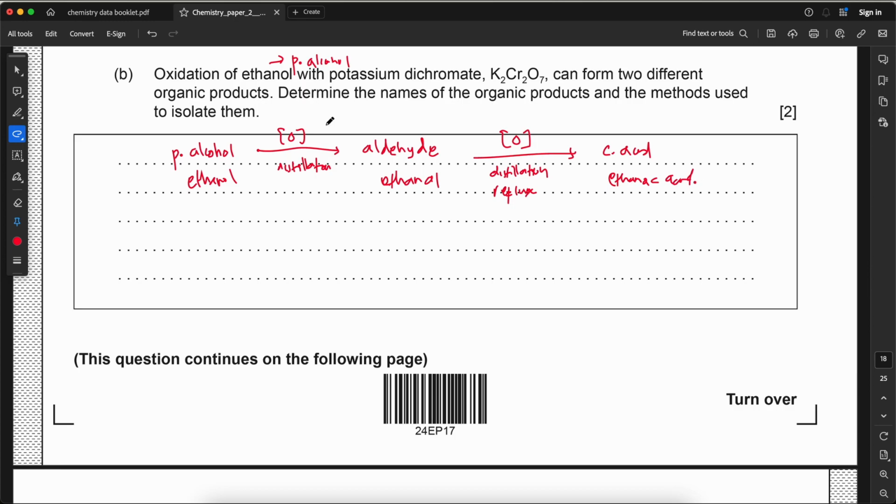Okay, so for ethanol to ethanal, you need distillation and potassium dichromate, and from aldehyde to carboxylic acid, which is ethanoic acid, you need potassium dichromate and both distillation and reflux.